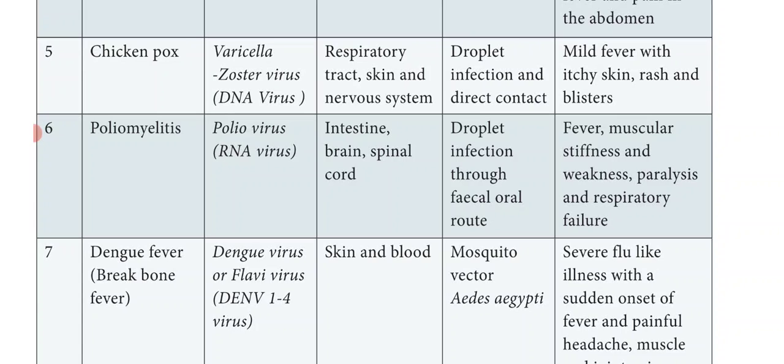Symptoms are mild fever with itchy skin. So fever is common, along with itchy skin, rash and blisters. Blisters means vesicles. So these are the symptoms of the disease chicken pox.